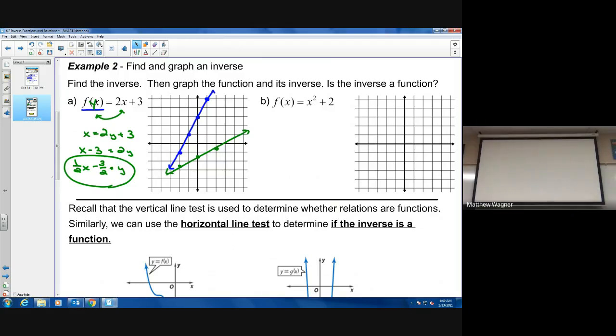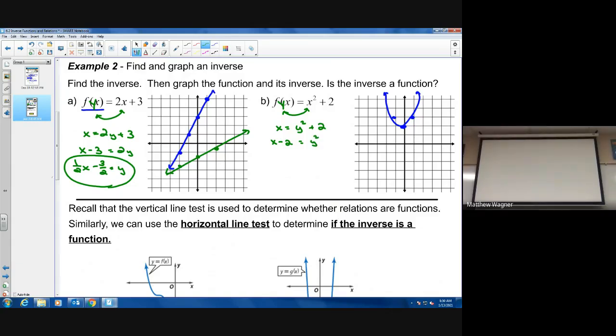Looking at this next one, it is a function. So we're just going to graph this, x squared plus 2. So we just graph that. We want to find its inverse. So we're going to switch our x and y. We wind up with x equals y squared plus 2. At this stage, we'd like to get y by itself to make it easier to graph. So we subtract 2 from both sides.